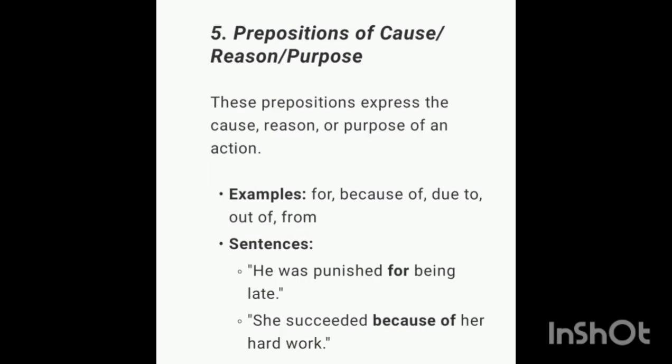The fifth one is prepositions of cause or reason or purpose. These prepositions express the cause, reason, or purpose of an action. Examples: for, because of, due to, out of, from. Here are a few examples again. He was punished for being late. She succeeded because of her hard work. In these two sentences, the words for and because are the prepositions of cause or reason.